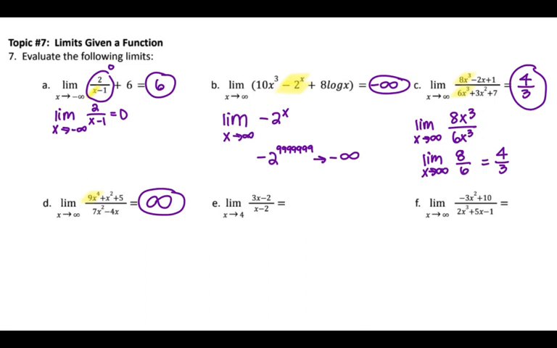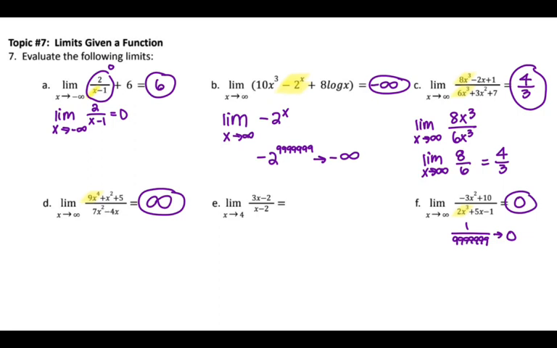I'm going to go ahead and skip letter E for a second. I'm going to jump to letter F since I'm still talking about dominant terms. For this one, my dominant term is on the bottom. So if I were to take a really, really large number and put it on the bottom of a fraction, that's going to head towards 0. It's going to get very, very small. So this limit is going towards 0.